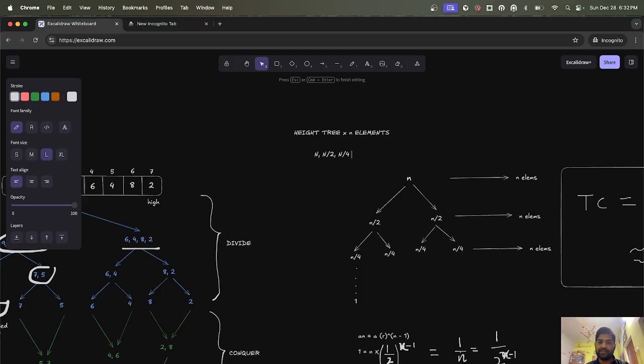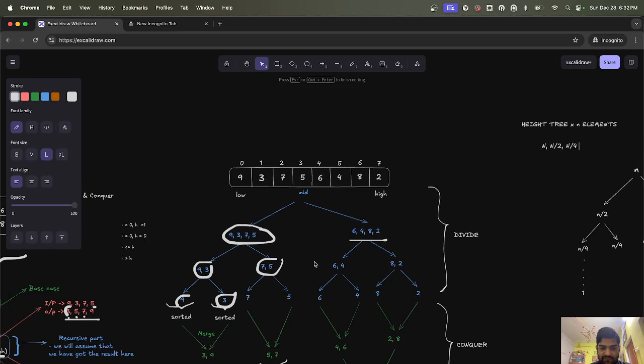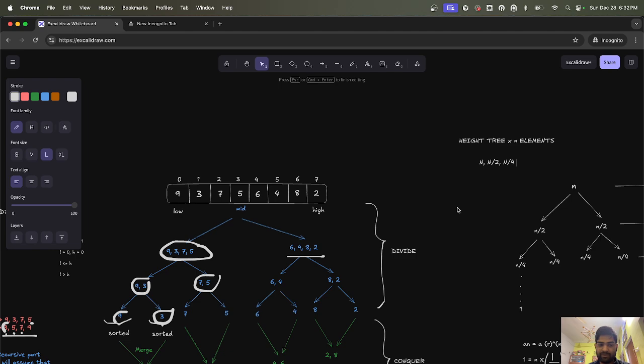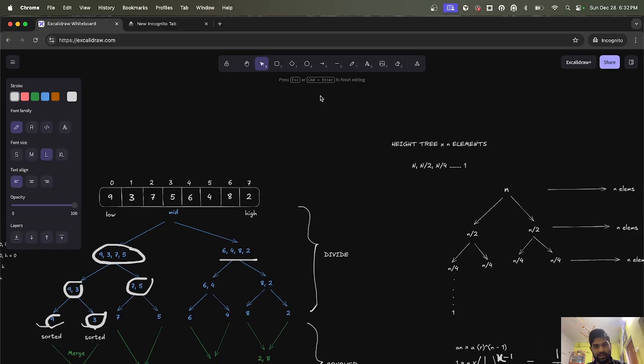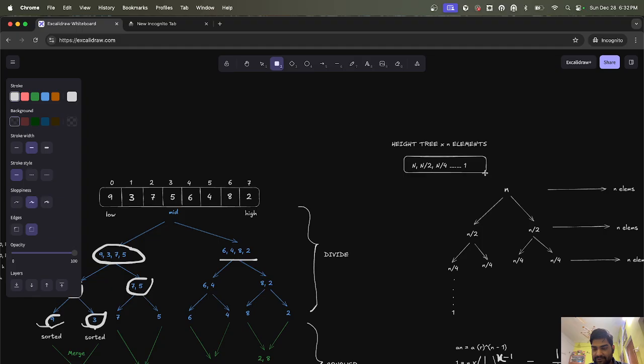At the very last of the recursive tree, at the leaves, what will I get? What will be the number of elements? It will be 1, right? It will be 1 because this is of one length, correct? So this will go on up till 1.